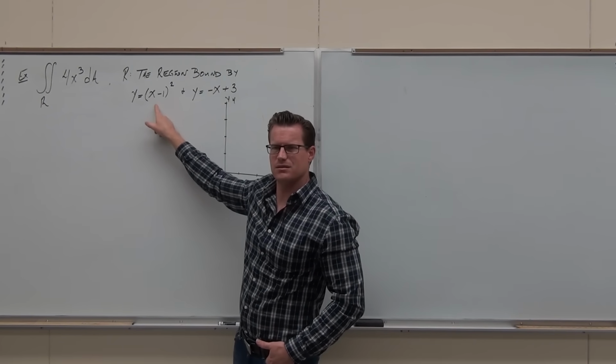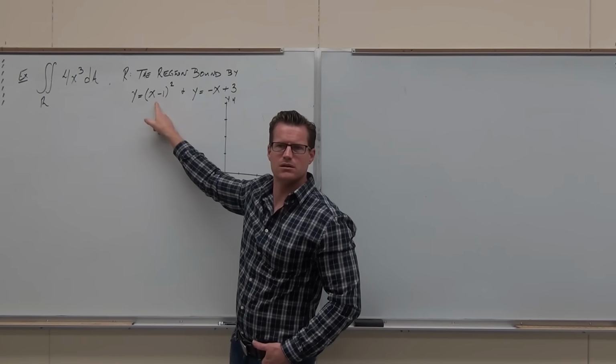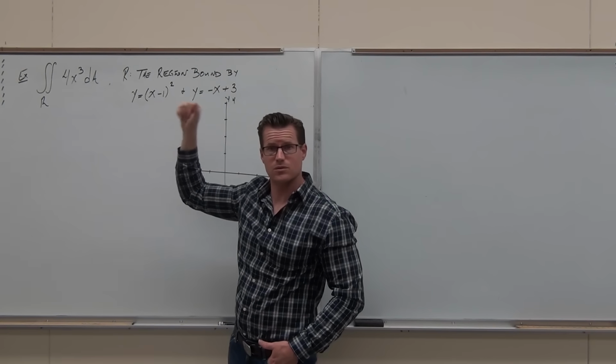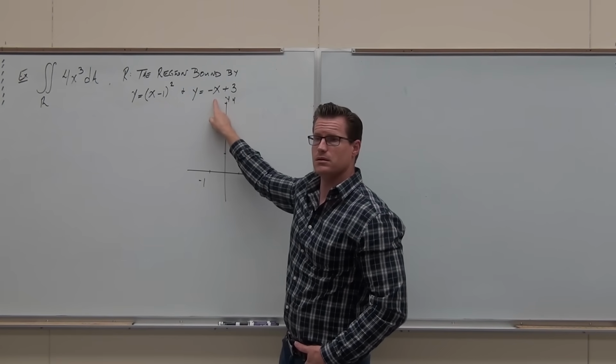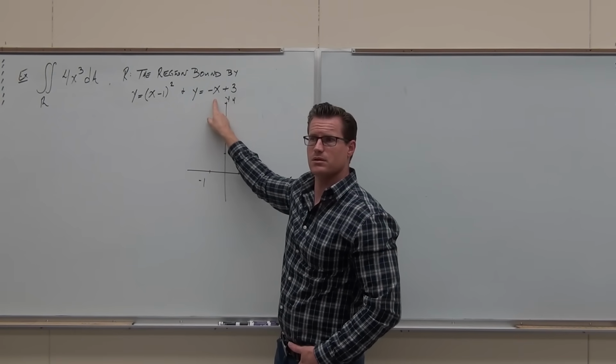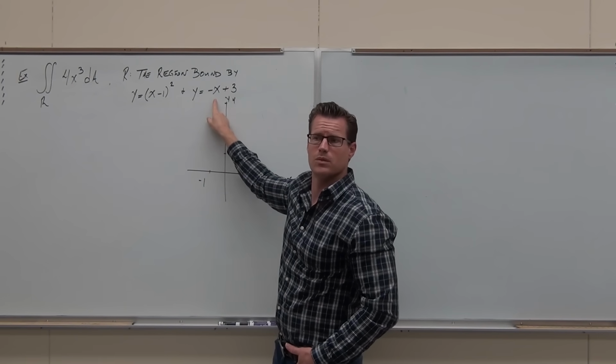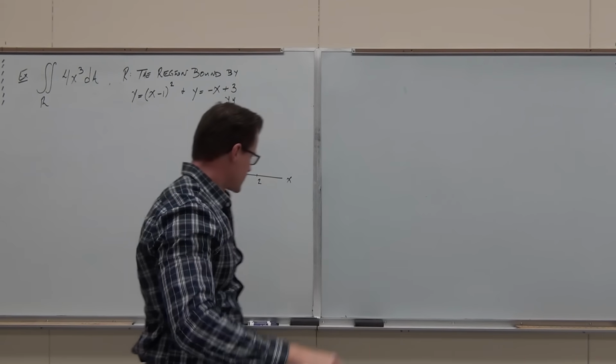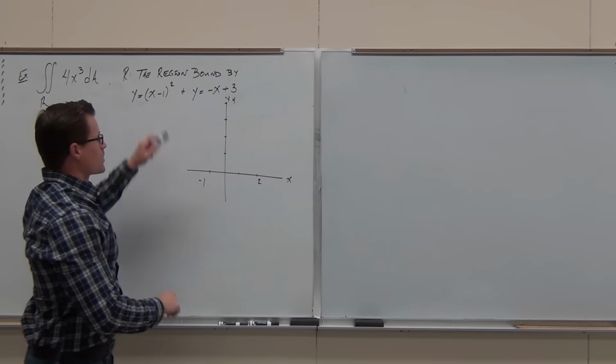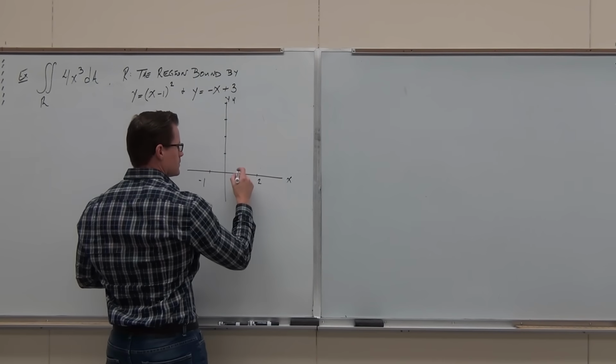Yes. What is that? Shifted right 1. What's that? Line. Y-intercept? Slope? So let's graph it. Let's graph it real quick. You graph it as I graph it. So this guy is a parabola shifted to the right.